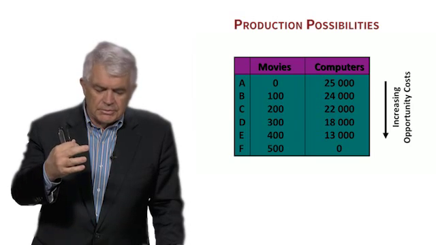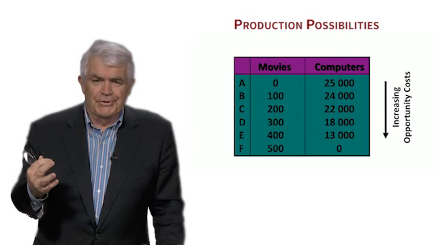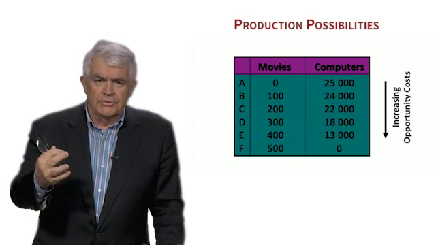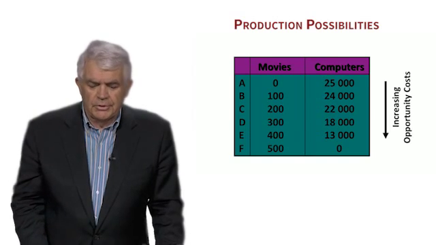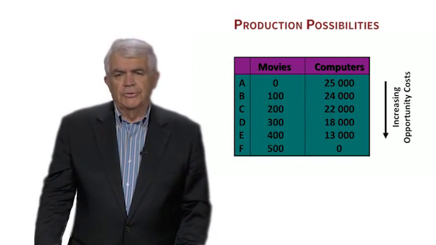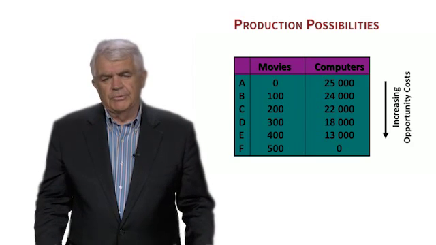The last idea is you go to producing only movies in this economy, no computers. I know that sounds crazy, but if you go from 400 to 500, it's a huge opportunity cost, 13,000 computers that are not being produced. Now, why do you have this increase in opportunity costs?